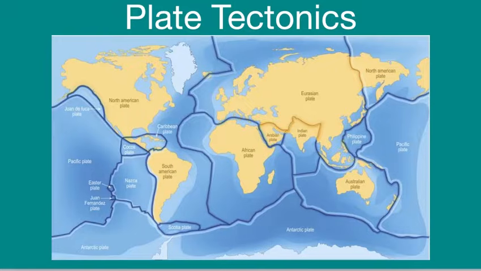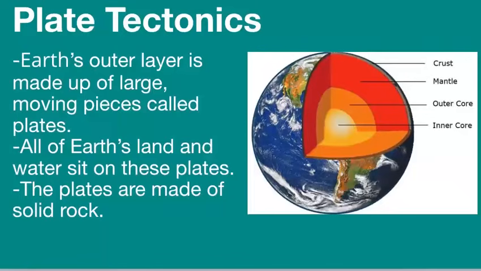Now, currently, the earth is divided into all of these tectonic plates. As we all know, the earth has many layers, and these plates are all moving independently from each other. So, let's learn about this. Plate tectonics is wherein the Earth's layer is made up of large moving pieces called plates. So these are the plates.